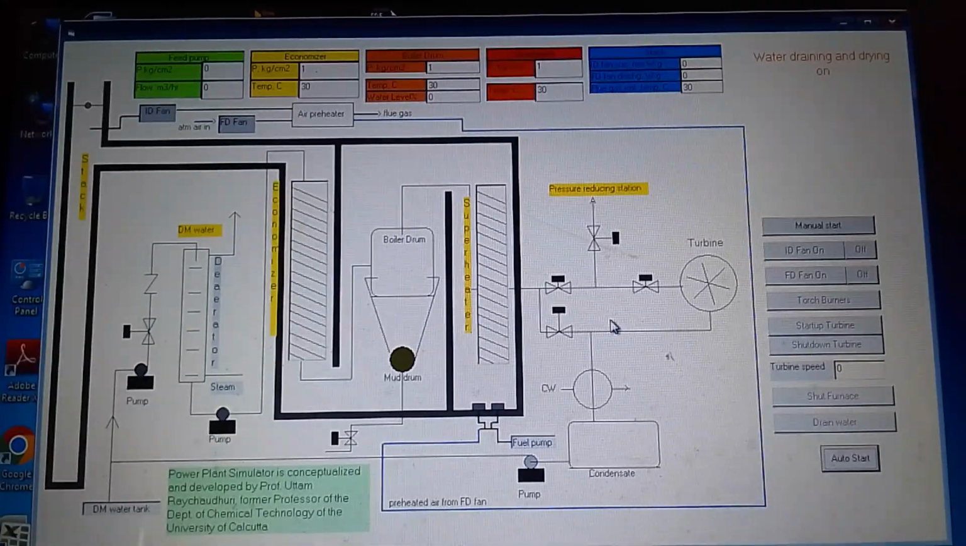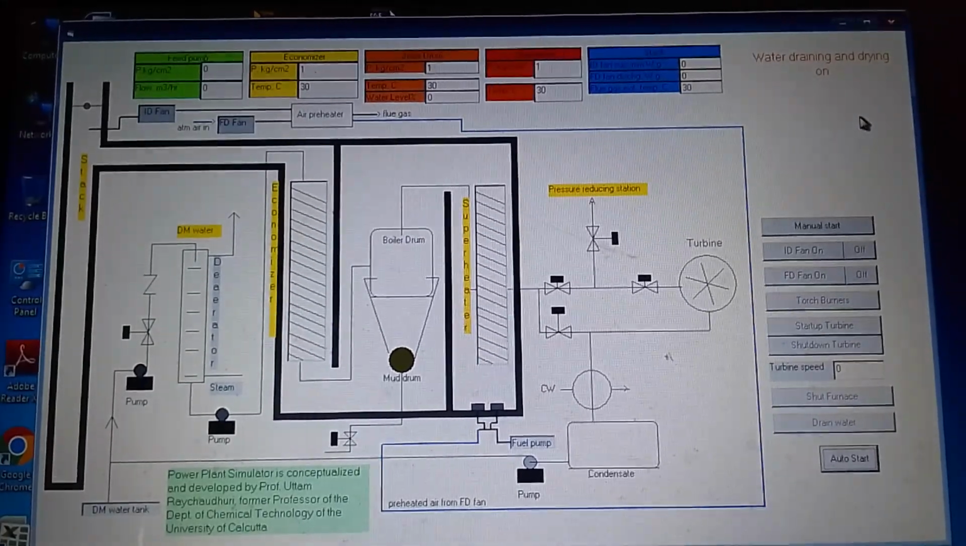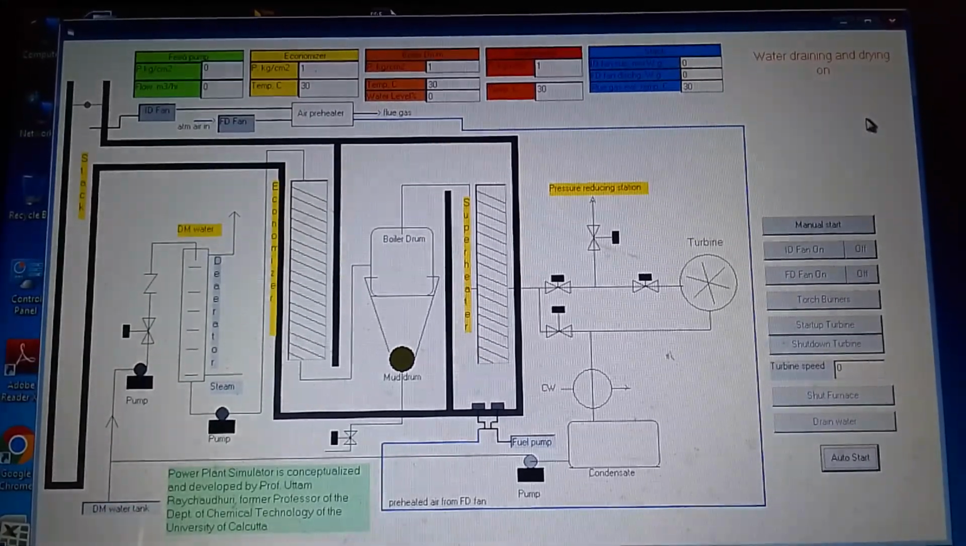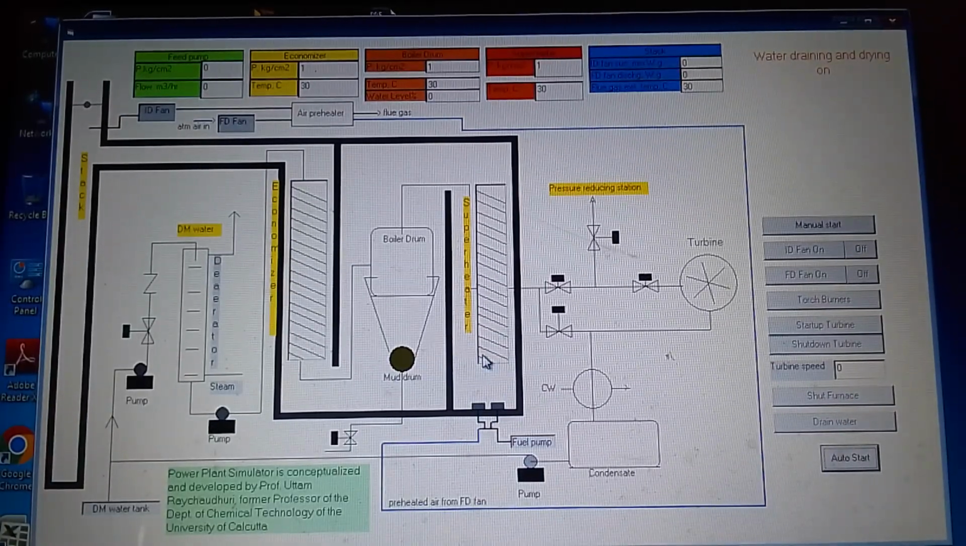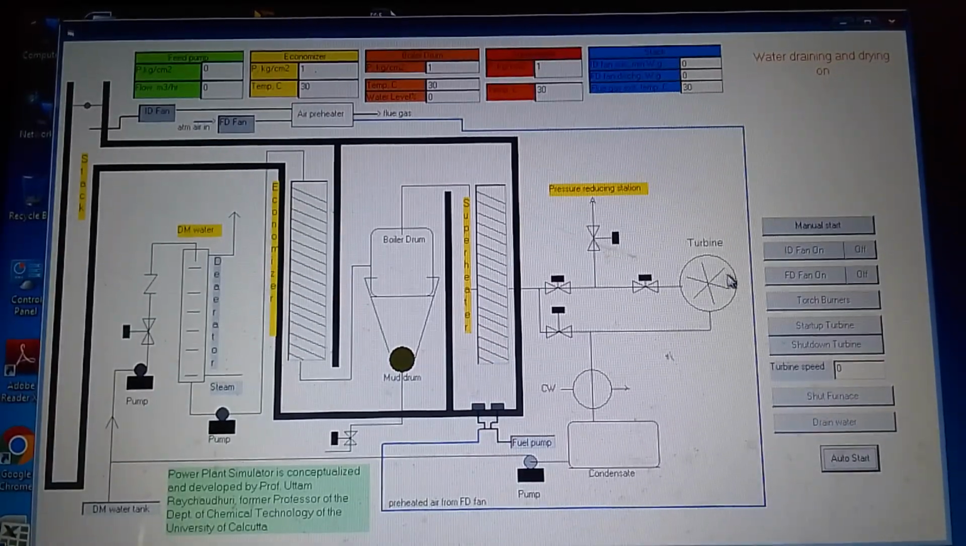So this is a simplified explanation of a steam heated boiler system. I mean a water tube boiler where steam is used as the driving force for the turbine.